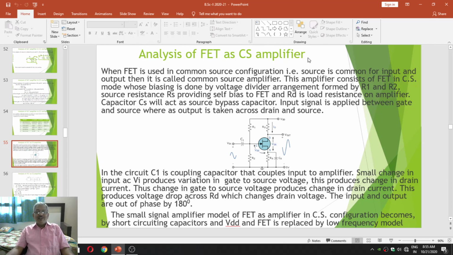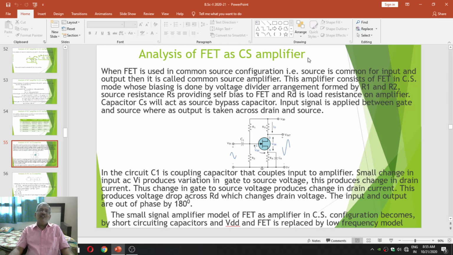Friends, up till now we have studied the analysis of BJT as an amplifier in common emitter configuration, in common base configuration, and also in common collector configuration. We also compared the analysis of all three, just to understand the difference between these three types of configured amplifiers.